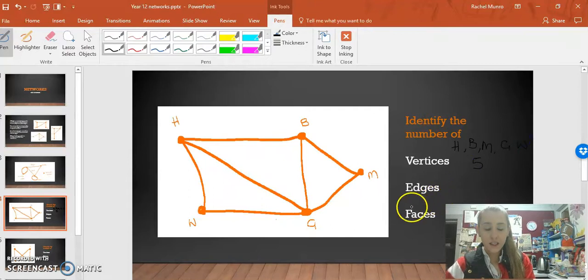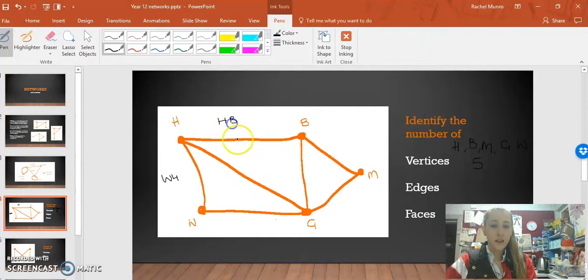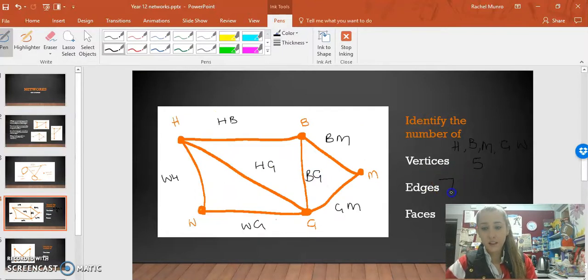The edges, again, I'm going to write them down. So we've got WH, HB, HG, WG, GM and BM. So 1, 2, 3, 4, 5, 6 and BG, don't forget that one. So 7 edges there. And then the number of faces.